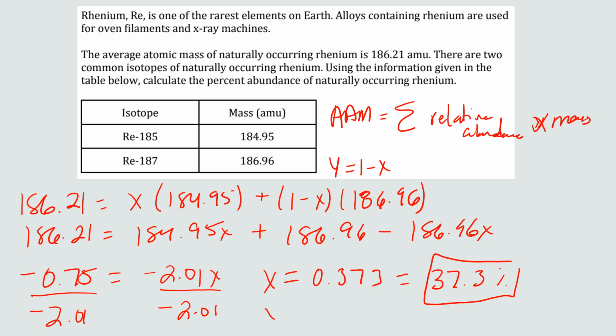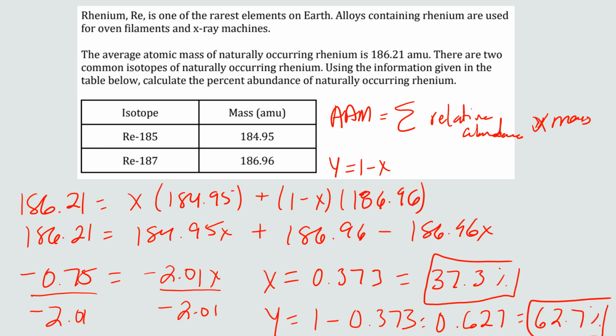Y equals 1 minus X, so 1 minus 0.373, so 0.627 or 62.7%. All right, if you have any questions, please let me know.